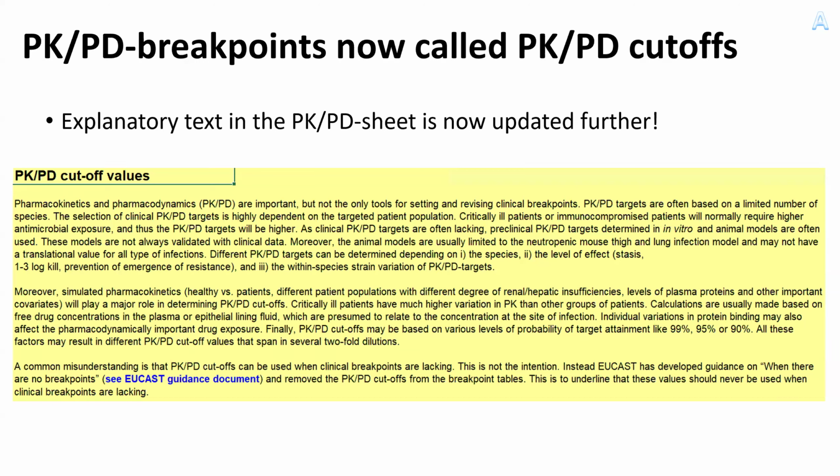Yes, as Karianna said, the PK/PD breakpoint sheet is now called the PK/PD cutoffs. We actually thought that this sheet was going to disappear in version 15, but UCAST decided to keep it. Instead it's now called the PK/PD cutoffs, and there is a very good updated explanatory text regarding both why the PK/PD breakpoints were removed and also how you can use the PK/PD cutoff.